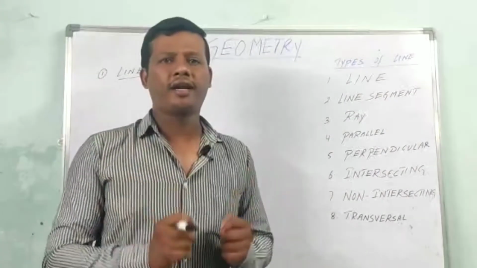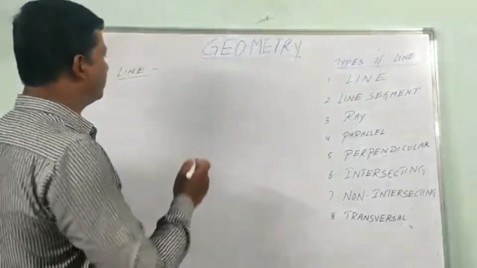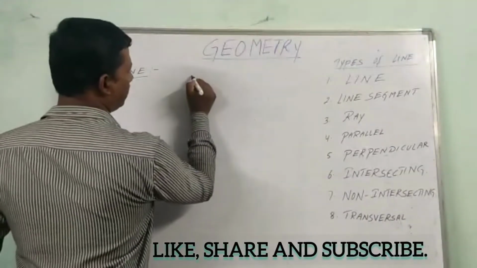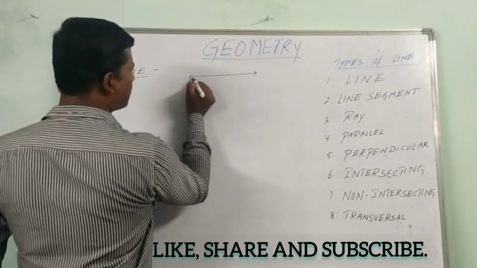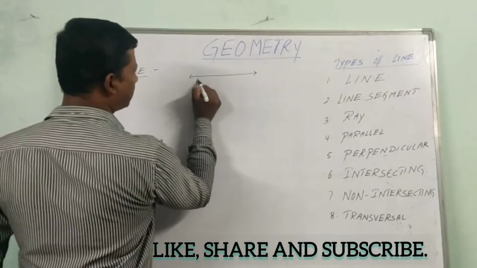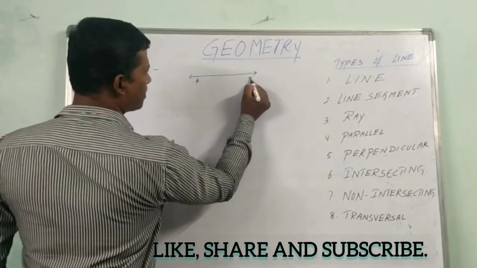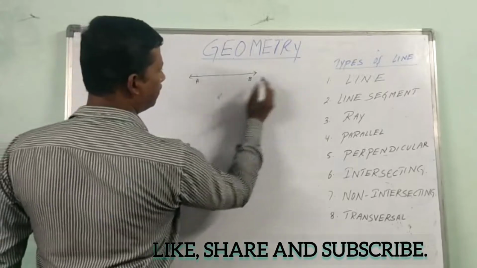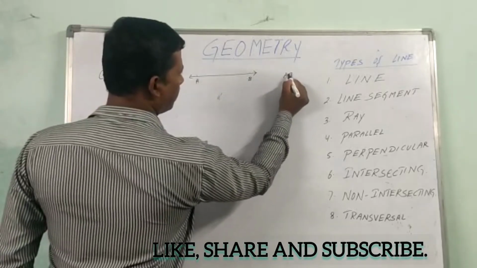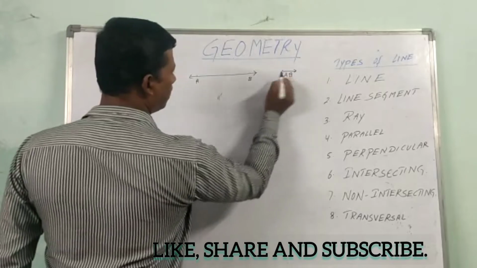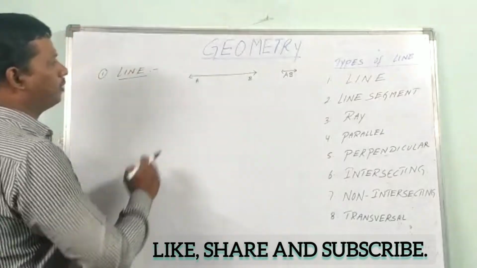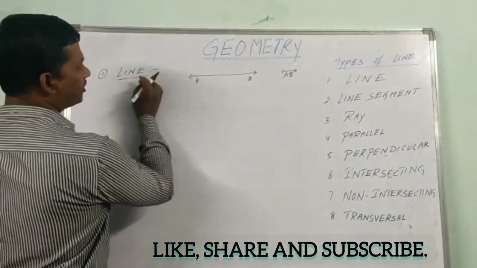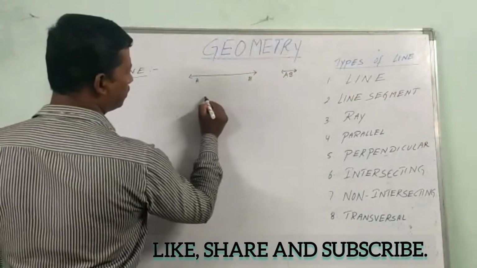A number of infinite points arranged in a sequence form a line, and this line extends endlessly in opposite directions, and it is represented by line AB. This is called the line. It extends endlessly in both directions, opposite directions. It can extend from this side also and from this side also.